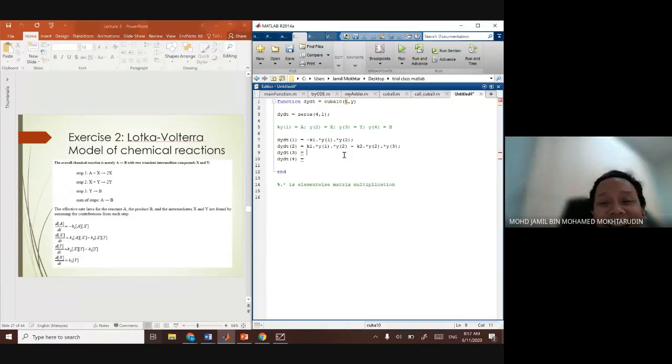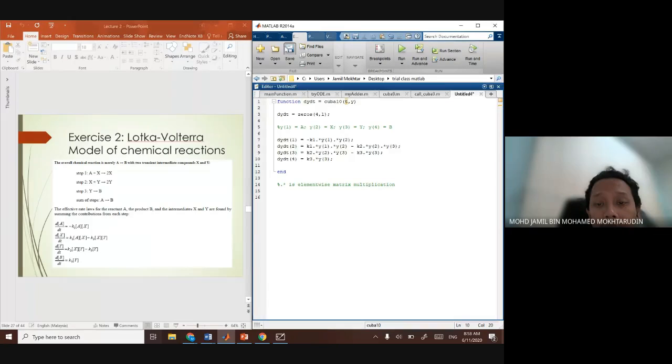Okay, so let's continue. So for the third equation, dy/dt, so dy/dt equals K2 times X, so X is Y2, times Y. So Y is Y3, okay? Minus K3 times Y. So Y again, it's Y3. And then lastly, dB/dt equals K3 times Y3, okay? So dah siap dah function ODE.